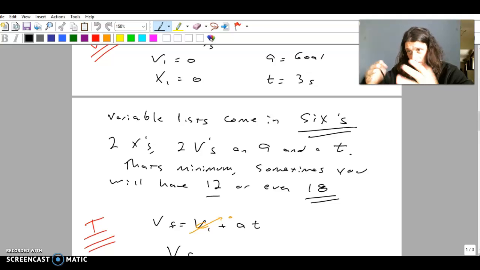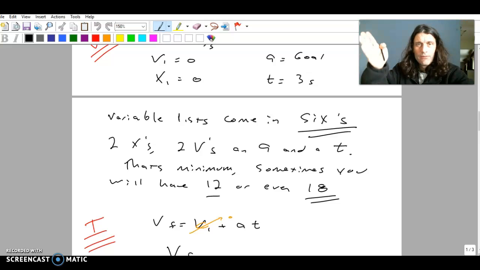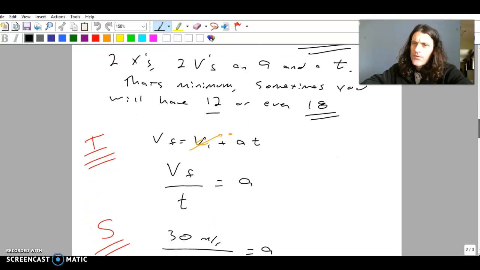Sometimes you're going to have 2 variable lists. So, you know, those 6 variables listed for, say, falling up, 6 variables for, say, falling down, maybe another 6 variables for an entire trip. So sometimes variable lists come in 12s or even 18s. But hey, that's why there's an A in AP, right? It's advanced.